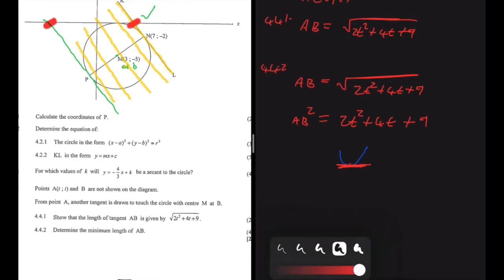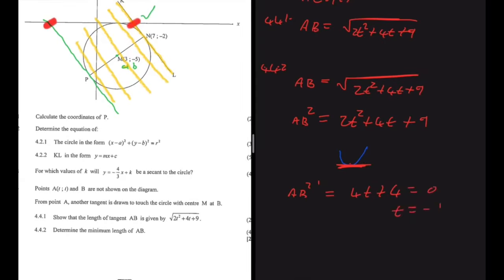So if we do that, we're going to get 2t squared if we differentiate that. So we say in AB squared, we're finding the derivative of that. We're going to get 4t plus 4 being equal to 0. So t here should be equal to minus 1.